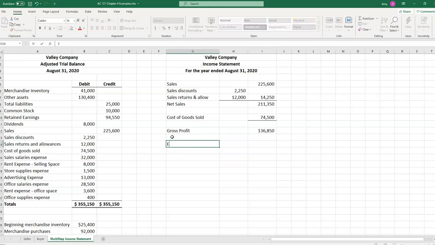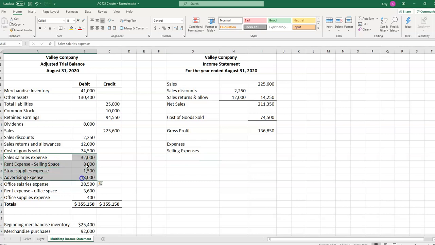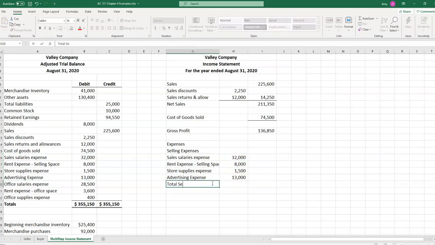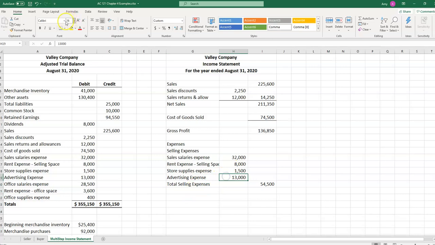Then we list our expenses. We have two categories of expenses. We have selling expenses and we have office or general and administrative expenses. So we have sales salaries, rent expense, selling space, our store supplies, and our advertising expense. These are our four selling expenses. So our total selling expenses equal the total of those expenses.